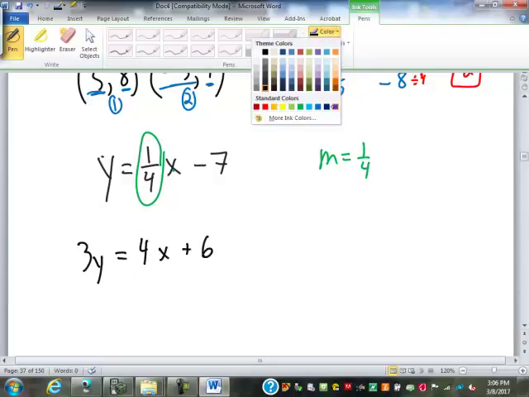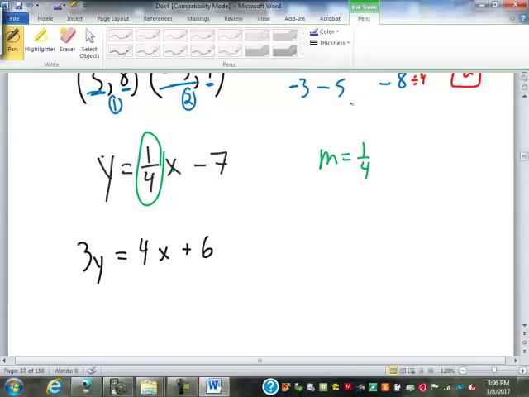In this equation, the slope is going to take a little bit more work. What do we have to do? There you go. The y is not by itself, so we have to divide by 3. So we divide by 3, that's gone. We have y equals 4x divided by 3 is 4/3 x. 6 divided by 3 is 2. So the slope here is 4/3. Good.